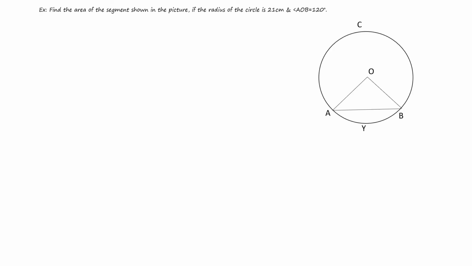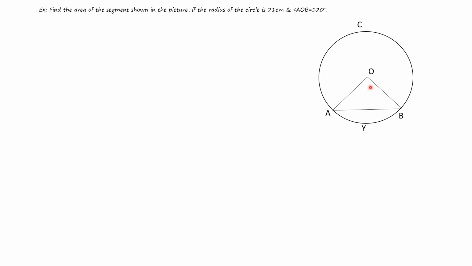Find the area of the segment shown in the picture if the radius of the circle is 21 cm and angle AOB equals 120 degrees. Let's draw the picture first. So in this picture we have to find out the segment AYB.